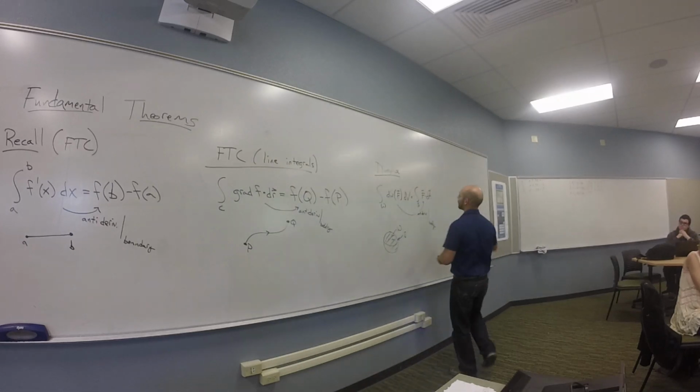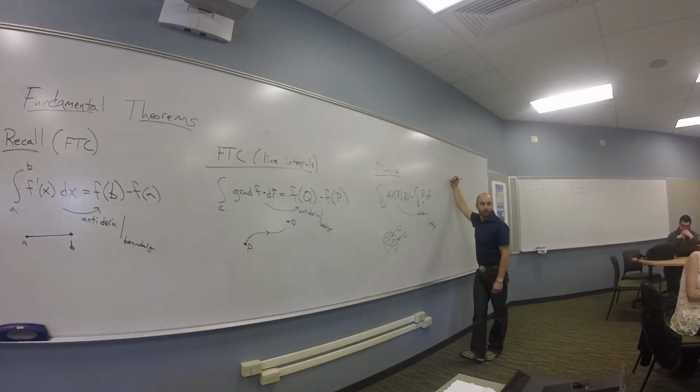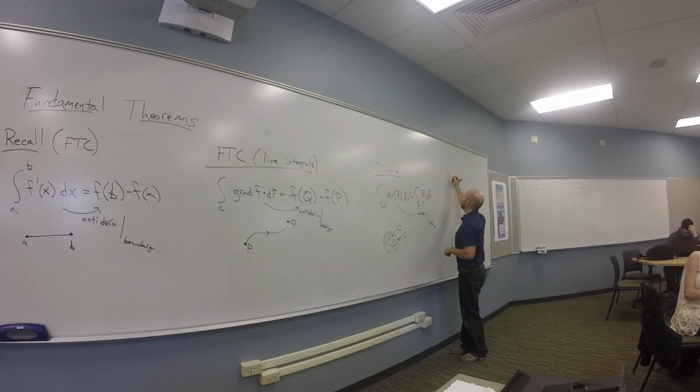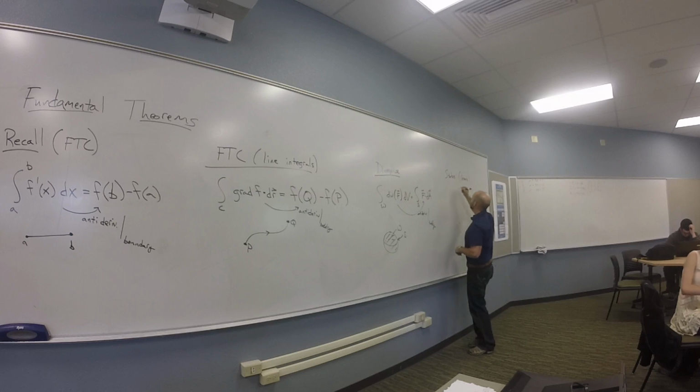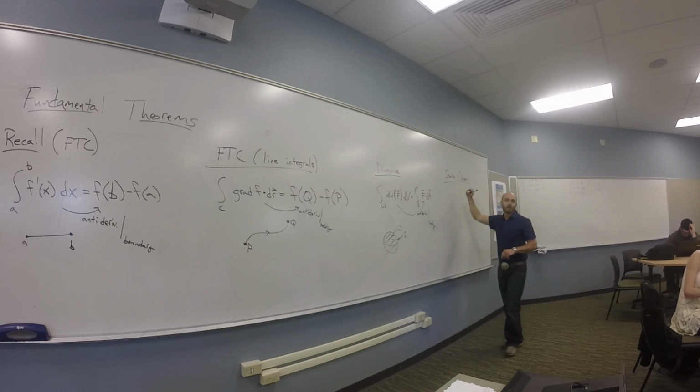Okay, so what was the other one? Stokes. There was Green's and Stokes, right? Stokes and Green's are the same thing. Green's is just two-dimensional, Stokes with two of the dimensions stripped off. The normal vector in Green's theorem is always just k.